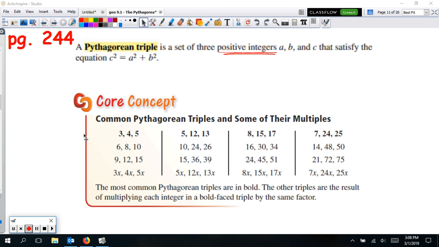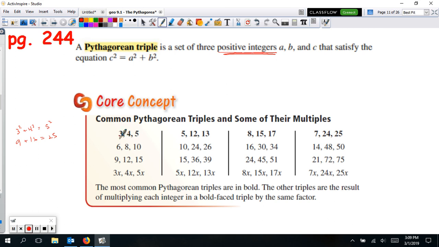For instance, on this first one, 3, 4, 5, if we wanted to try that one, we'd ask: does 3 squared plus 4 squared equal 5 squared? And it does, because this would be 9, this would be 16, and this is 25. 9 plus 16 does equal 25. So that would be considered a Pythagorean triple, because these are all positive integers. Integer means it's not a decimal, it's not a fraction. Integers can be negative, but this one's asking for positive integers. So these are just like numbers on a number line.